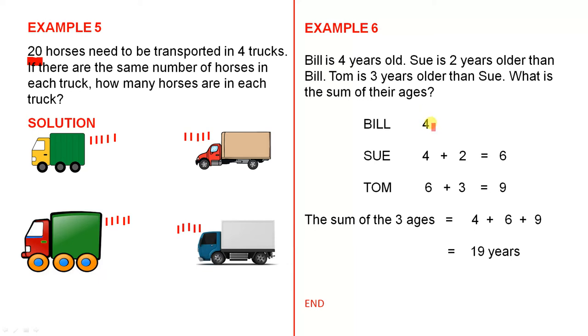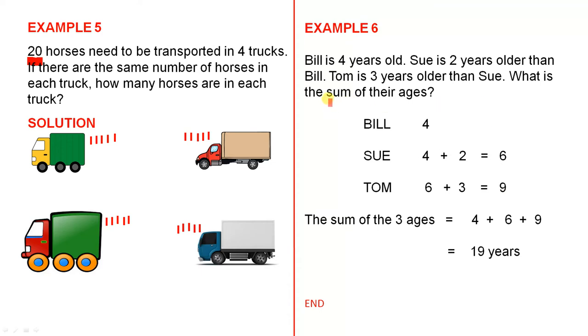They can put 4 objects near Bill. I've just written the number 4. Near Sue, it says Sue is 2 years older than Bill. So we take Bill's age and we add another 2 objects. So altogether that's 6 objects. In other words, Sue is 6 years old. And then it says Tom is 3 years older than Sue. So if Sue was 6, we add another 3 objects there. 6 plus 3 is 9.